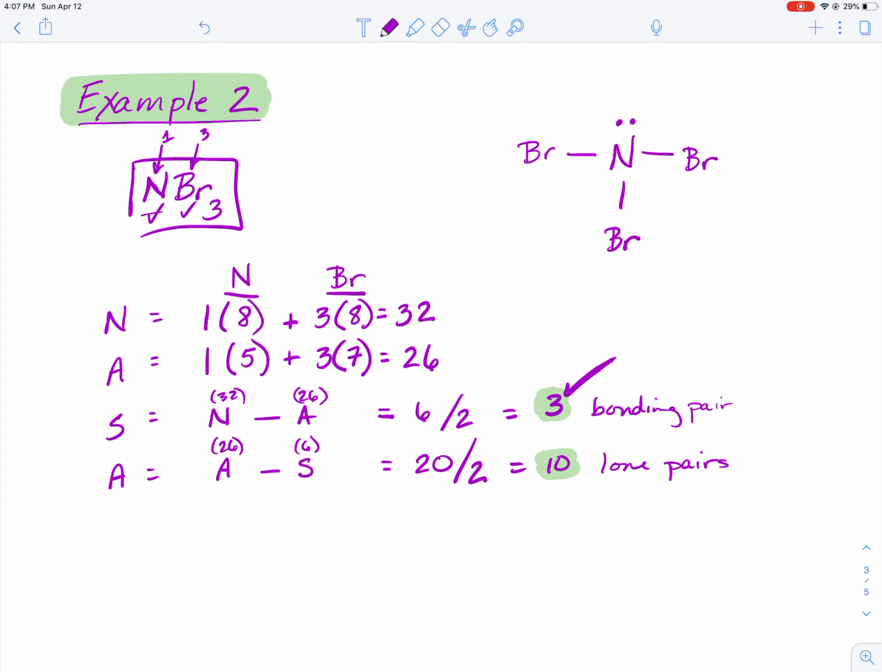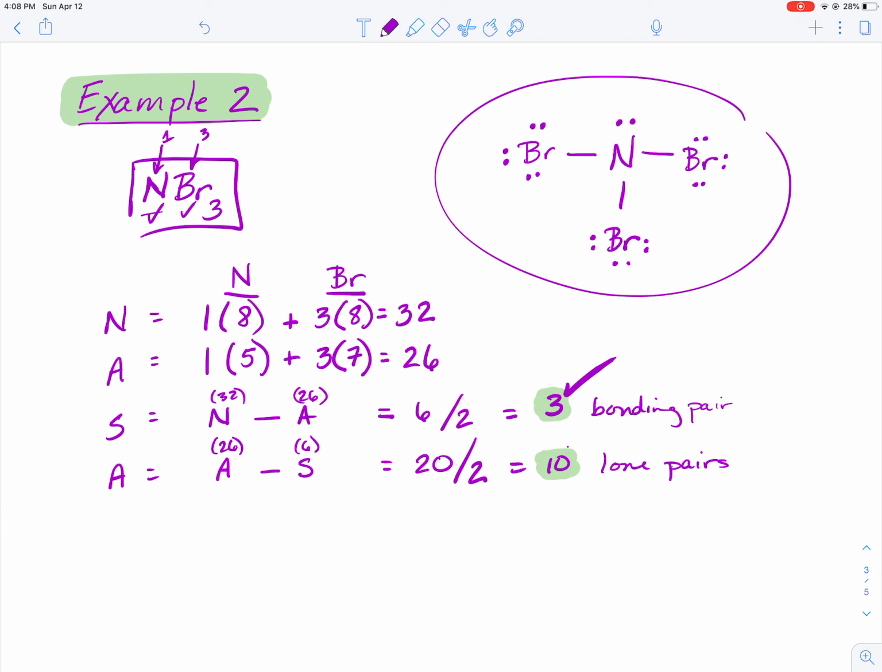That means I have 9 left over. Each one of my bromines only has 2 electrons, and they need 3 more lone pairs, which will sum up to 9 lone pairs across all 3 of these. So this will look something like this, where each one of the bromines has 3 lone pairs. And that is the completed structure, because that now matches the total number of lone pairs in our calculated NASA table with what we have drawn, and that's the Lewis dot structure for NBr3.